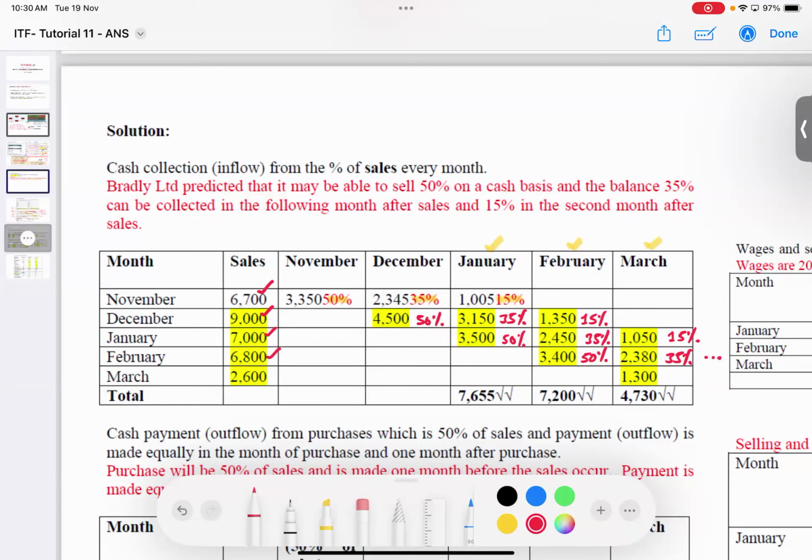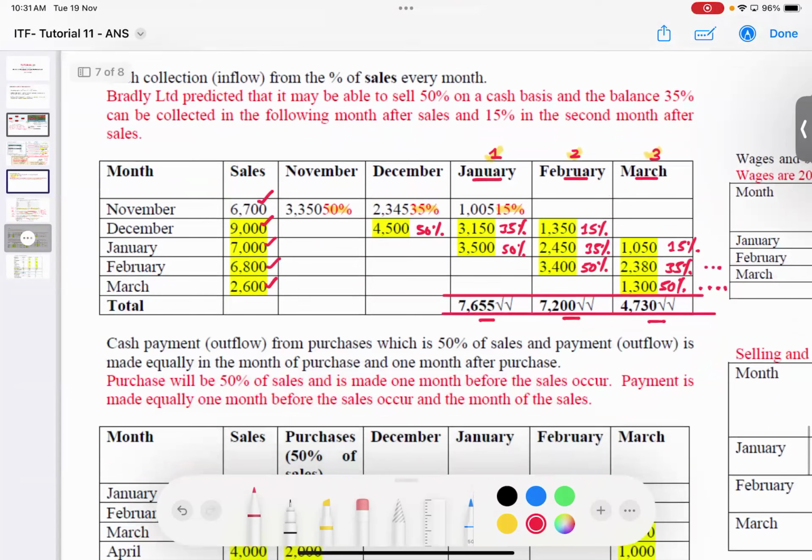Why? Because we only look into January, February, and March. March 2006, 50% you receive in March and the rest in upcoming months. So now you can total up to find out the values for January, February, and March, because our focus is these 3 months itself. This is for cash inflow, the income that the business is earning.